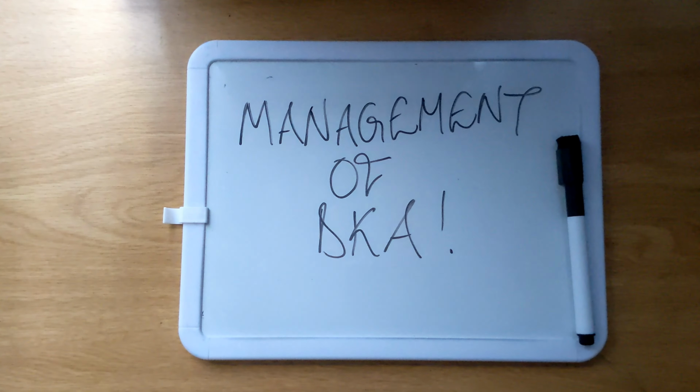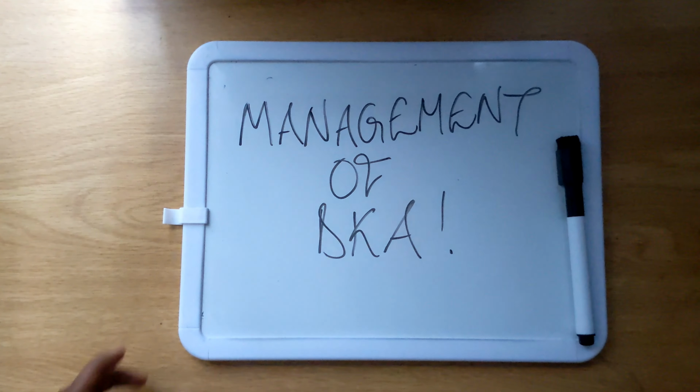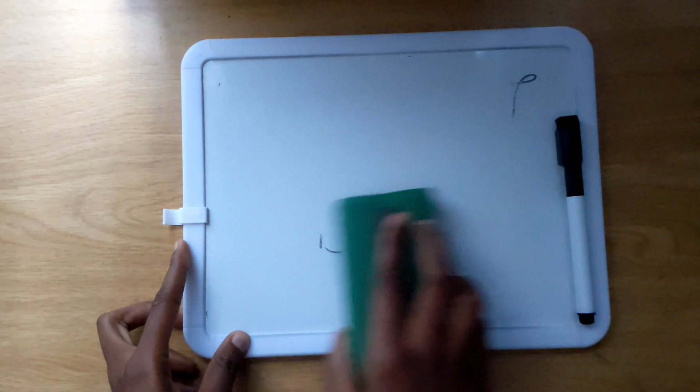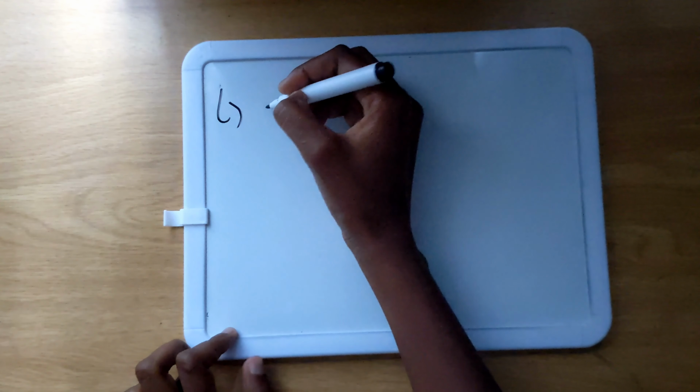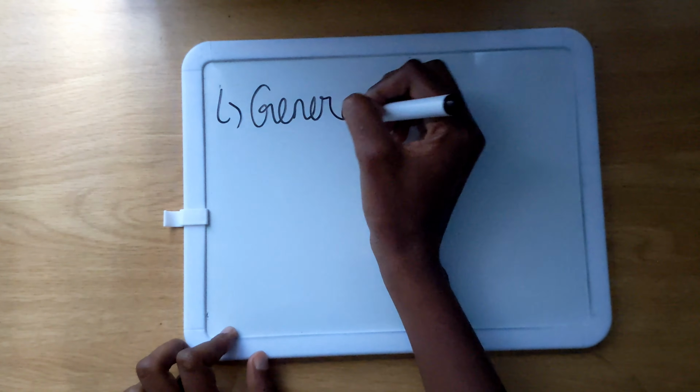So we need to understand that when you're dealing with a DKA patient, there are two parts that you have to take note of. The first one is the general resuscitation of that patient. And then the second part is the specific management itself. MGT is an abbreviation for management.